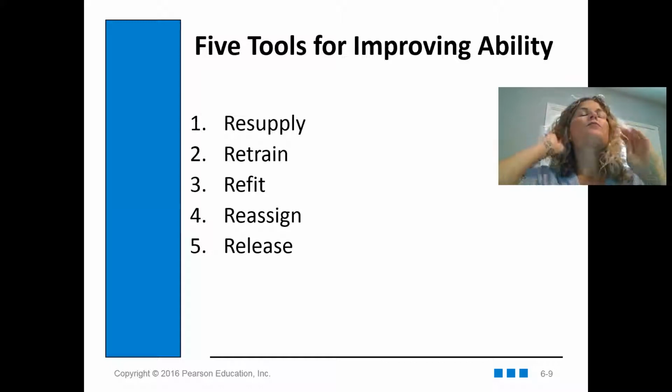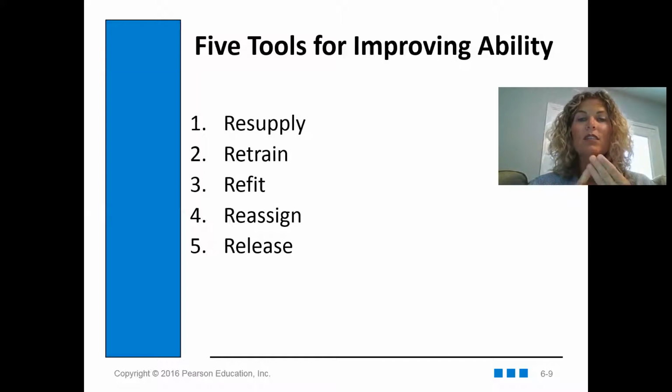Okay. So let's look at some of our options. Our first one is to resupply. If we go back to that equation, which ability is made up of aptitude, training, and resources, maybe they're lacking resources. So I can simply resupply them, give them more resources if it's reasonable. Maybe they're not able to get their reports done on time because I have X number of employees that have to share a computer. So if I can get some additional computers, that could potentially solve our problem, right?